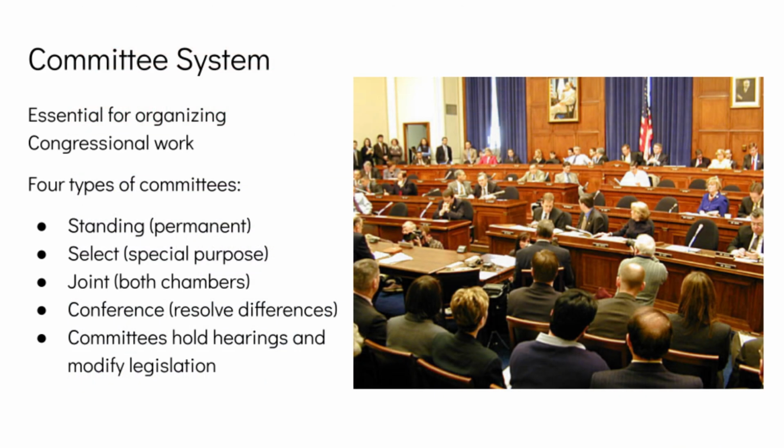The congressional committee system is vital for organizing Congress's work efficiently. There are four main committee types: standing committees, which are permanent and focus on specific areas like finance; select committees, created for special purposes; joint committees, which include members from both House and Senate; and conference committees, which resolve legislative differences between the chambers. These committees hold hearings to gather information and modify proposed legislation, ensuring laws are thoroughly examined before enactment.